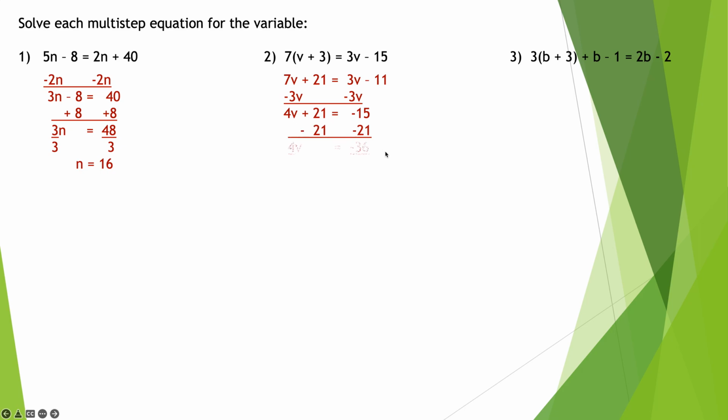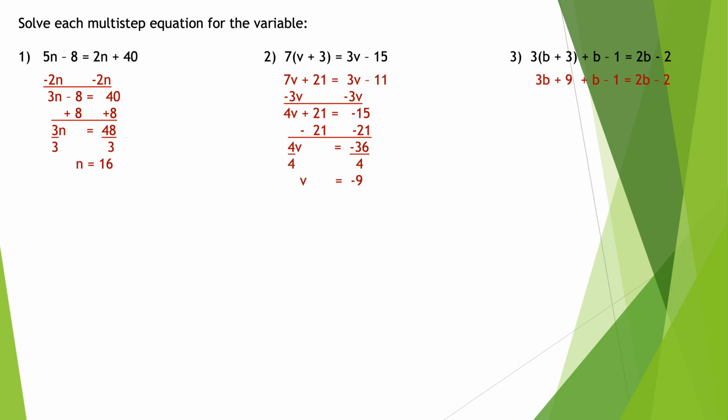Subtracting 21 from both sides, 4v is negative 36. Dividing by 4, and I get v is negative 9. Next one, number 3. Again, as I just mentioned, we'll do stop and start, but I would distribute the 3.